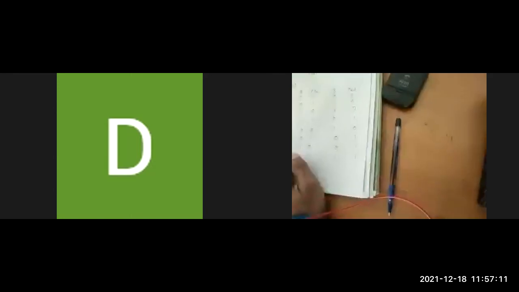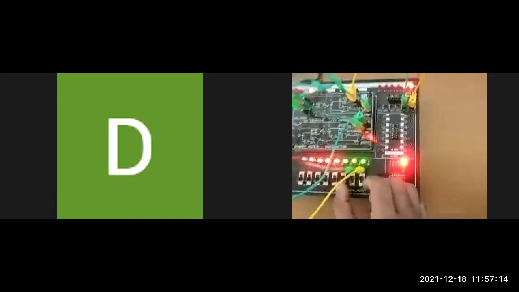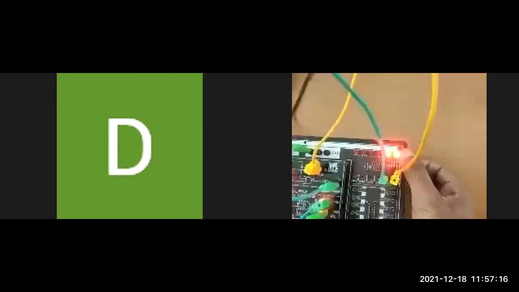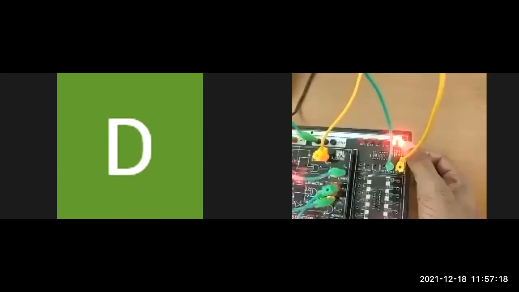In the case of 111, this is 1, this is 1, and this is 1. So here you can see the two LEDs for the output, that is sum and carry, both are 1 1. That's why we are getting the two LEDs blinking.